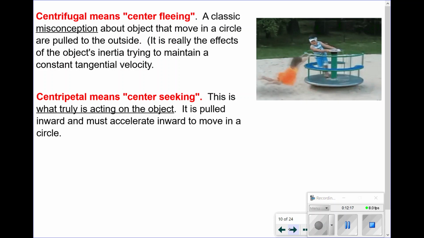Centripetal means center seeking. It takes a trip to the center. So centripetal means center seeking. That is the true direction, the true type of force that acts on any object that is moving in a circle.